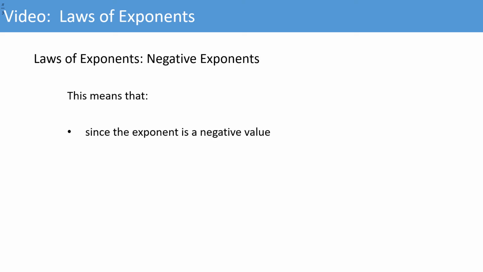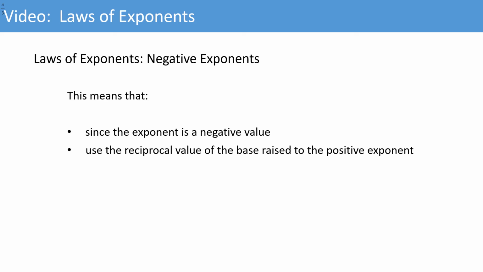So what do we say? Since the exponent is a negative value, use the reciprocal value of the base raised to the positive exponent. This means that a to the exponent -4 will equal 1 divided by a to the positive 4.